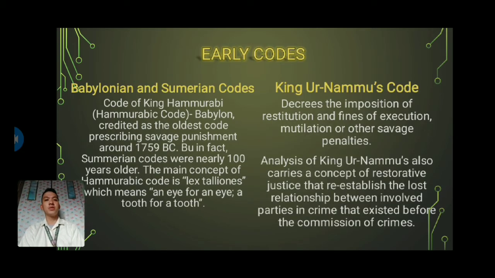Next, early codes. Babylonian and Sumerian codes. Code of Hammurabi. Babylonian, credited as the oldest code prescribing savage punishment, around 1759 BC. Fact: Sumerian codes were nearly 100 years older. The main concept of Hammurabi's code is lex talionis, which means an eye for an eye, a tooth for a tooth. So yun na nga, mata sa mata, ngipin sa ngipin.